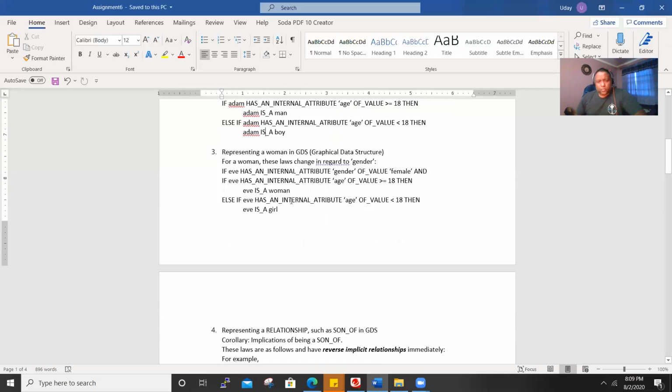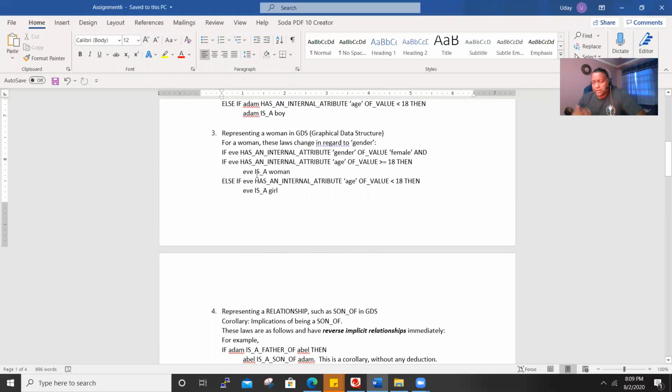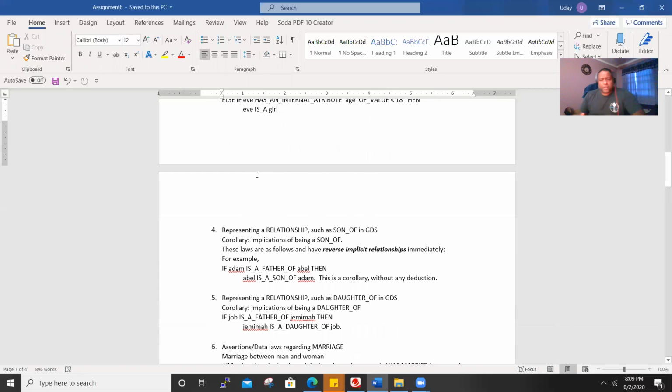How do we represent a woman in a graphical data structure (GDS)? For a woman, the only thing that would change is the gender laws. So if Eve has an internal attribute gender of value female, and if Eve has an internal attribute age of value greater than or equal to 18, then Eve is a woman. Otherwise, if the age is less than 18, then Eve is a girl. So the same way we identify, except with the attribute of gender, male or female. Now here comes a relationship, son of, right?